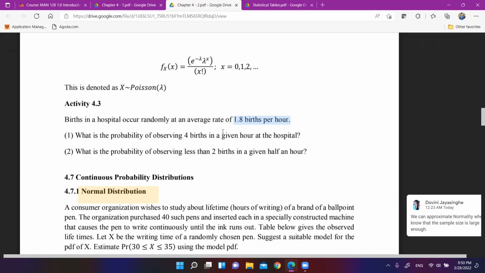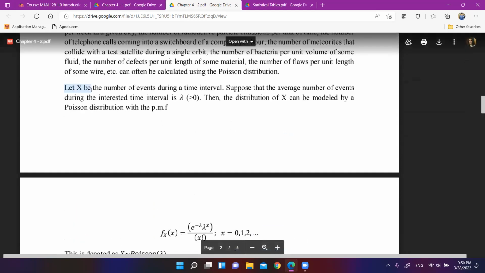Right? So, number of births. Let X be the number of births during an hour.